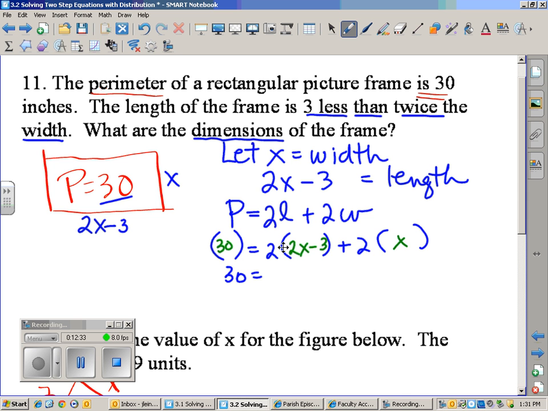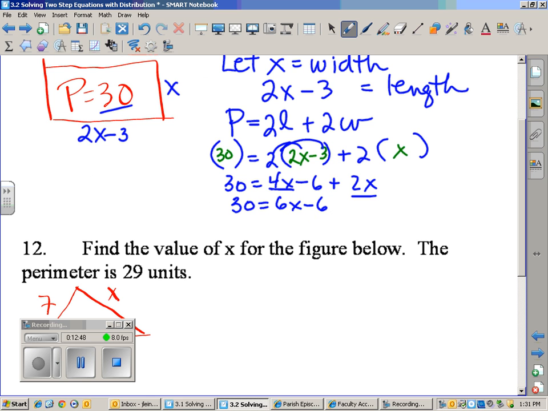30 equals distribute, 4x minus 6 plus 2x. Collect your like terms. 30 equals 6x minus 6. Add 6 to both sides. 36 is equal to 6x. Divide. And now you know what x is.